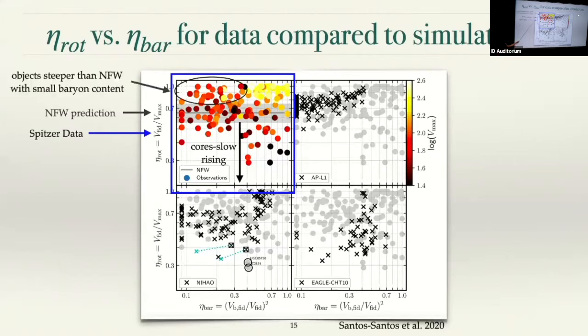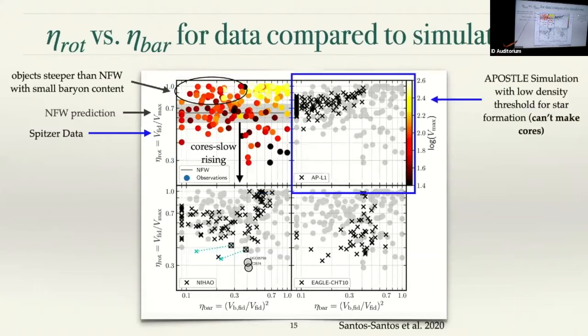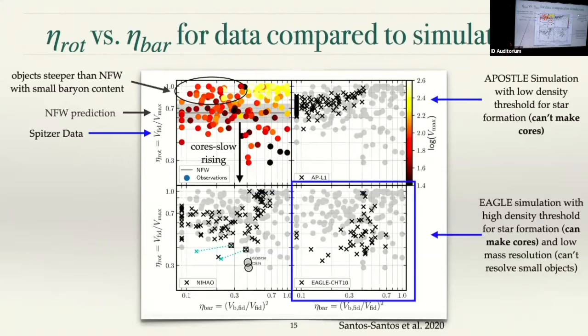I'll come back to these points because these are objects that are steeper than NFW but have small baryon content in the central region, so they can't be produced from something like adiabatic contraction. Okay, so this is a simulation with low density threshold for star formation, so it can't make cores. So you see that you're not producing cores here. This is a simulation from Eagle that has a high density threshold for star formation, so it can make cores. So you are seeing these objects down here that are consistent with the cores, but they have low mass resolution, so you're not resolving small objects.